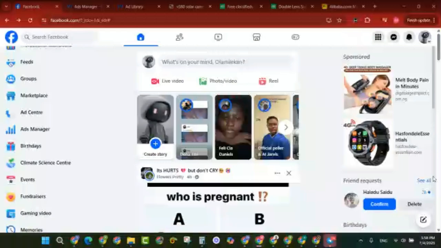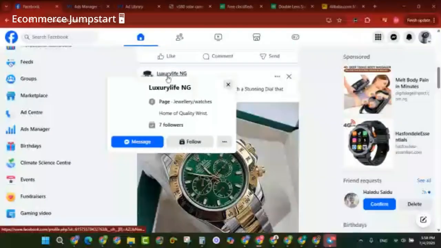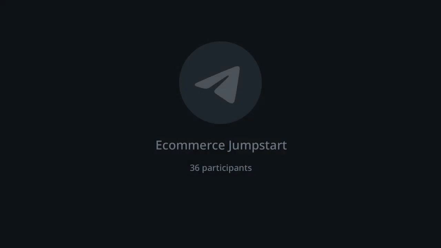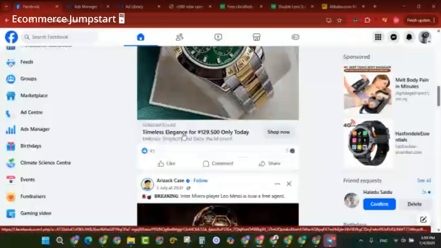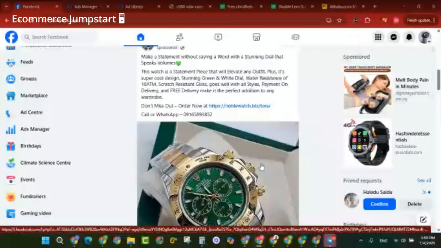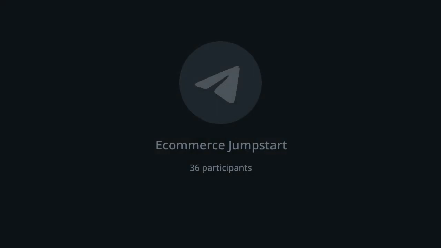So this one might not convert. Like when you see an ad, look at this one now. You can see the name of the page. You can see the ad copy. You can see the image. You can see the headline. You can see everything here. So this one is going to convert better compared to just having only this. That's why we choose to only show our ad on Facebook feed.